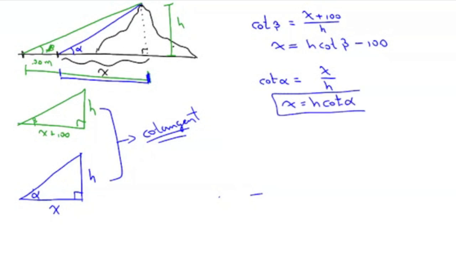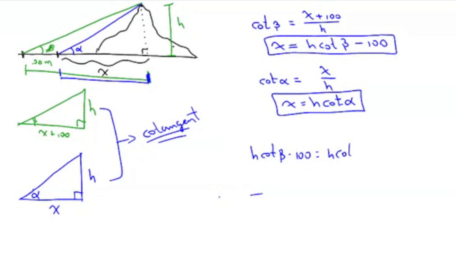Alright, so we have these two equations, and they're both equal to that base distance that we don't know anything about and actually do not even care about. So you set them equal to each other. So you get h cotangent of beta minus 100 is equal to h cotangent of alpha.